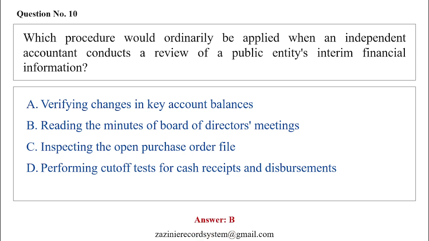Explanation. Letter B is correct because reading board meeting minutes is a standard inquiry-based step in a review, aimed at catching anything discussed at the board level that might affect the interim numbers. Verifying account balances, inspecting purchase orders, and cut-off testing are all more detailed audit procedures that go beyond a review's scope. Question number 1.